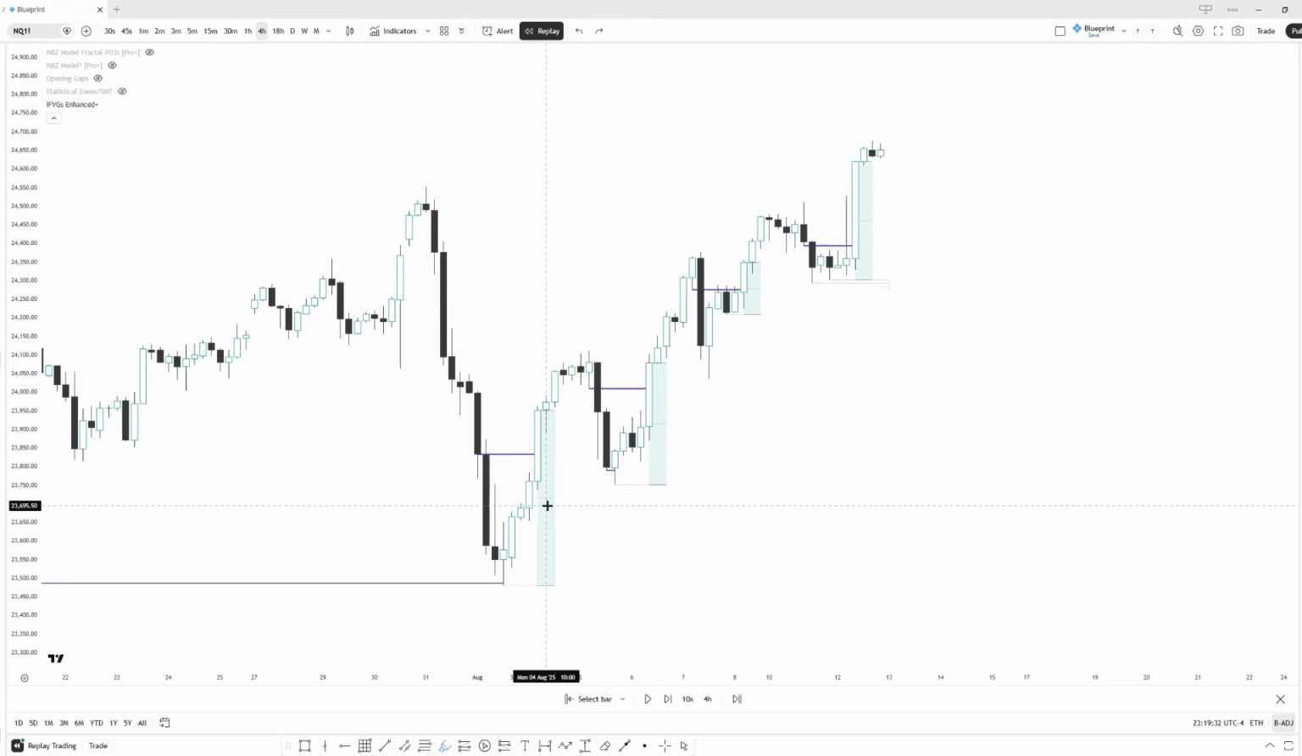But if you wait simply just for a continuation, you're going to be far better off looking for those opportunities. So as price continues to push up, we want to see a couple of things. We want to see price close above the bearish inversions up here. And we also want to see it respect the bullish fair value gaps right here.